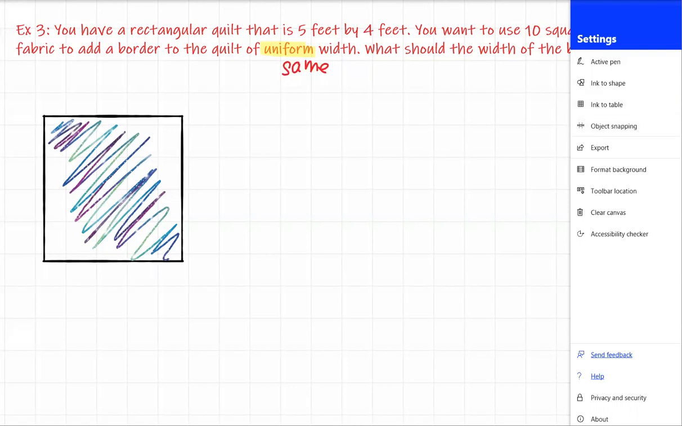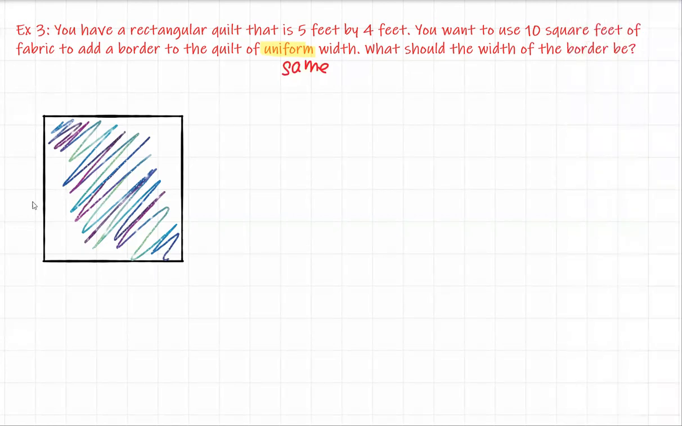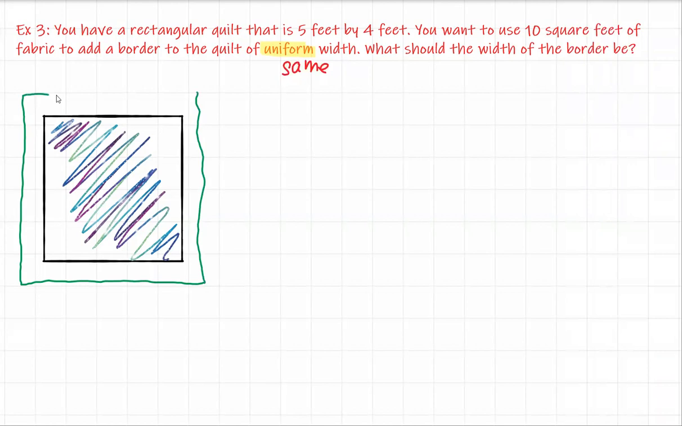Sorry, there we go. I'm turning that setting off so it doesn't autocorrect my shapes. I'm going to go ahead and add a border that all around, at least it should be, is the same width.